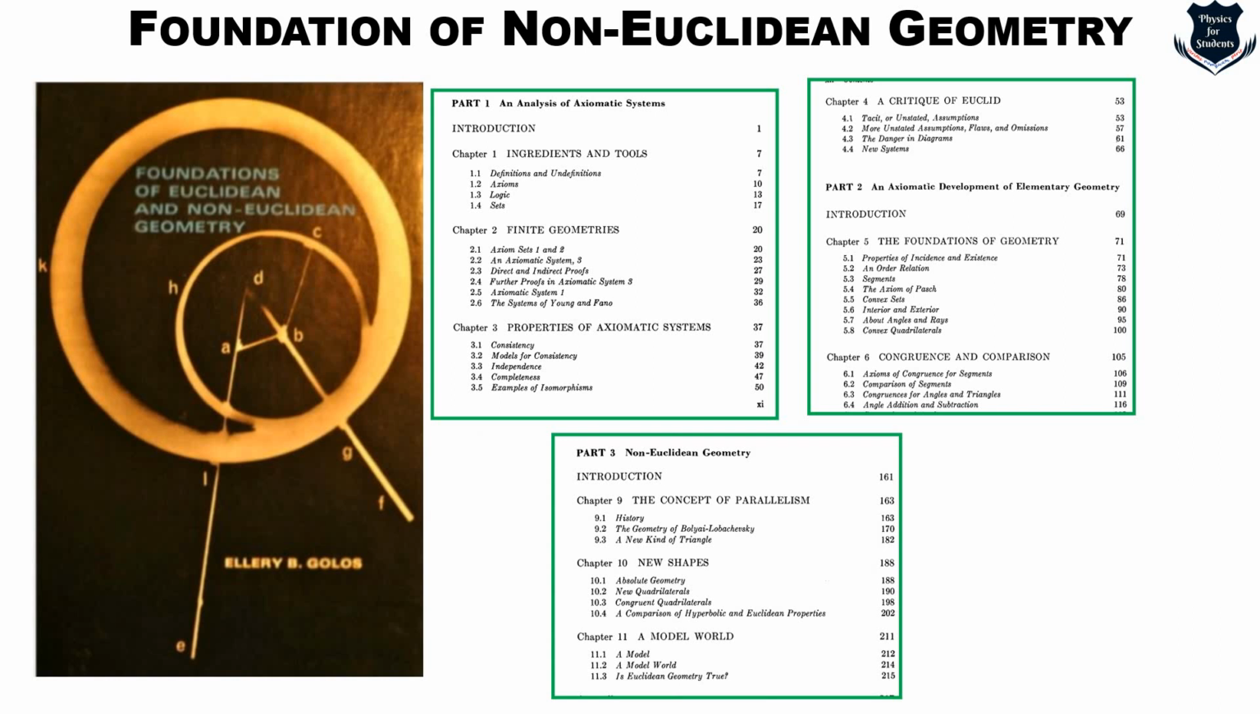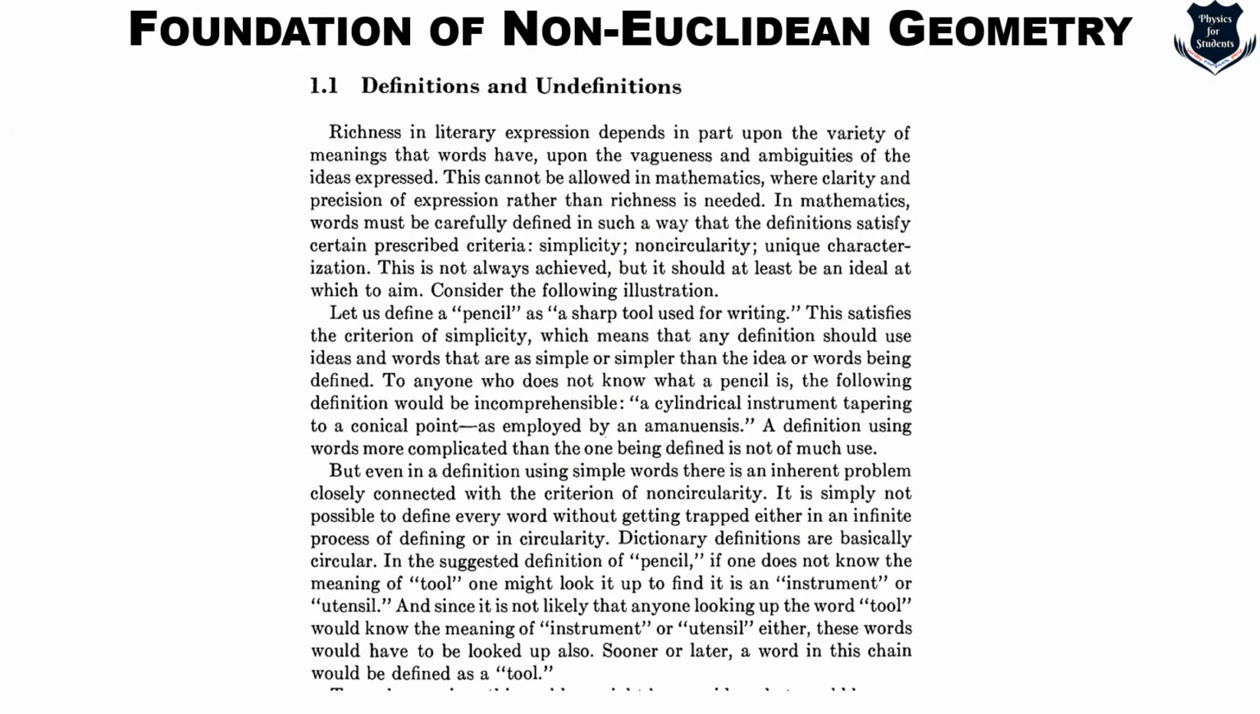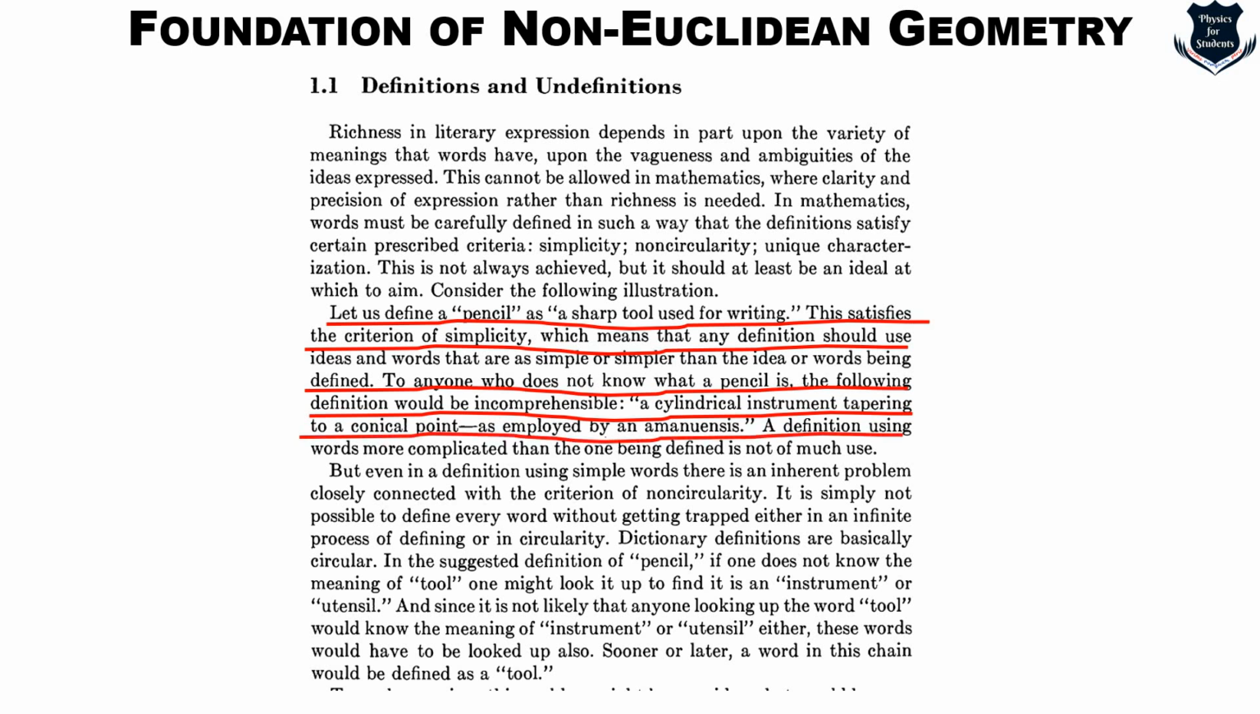Now, what is important, I mean to say, the table of contents shows a very comprehensive answer. What is important is how he approaches the book in a very scientific way, and I think this is something really astounding. Now, you see I have underlined, so here he says, let us define a pencil as a sharp tool used for writing. This satisfies the criterion of simplicity, which means that any definition should use ideas and words so and so. So to anyone who does not know what a pencil is, the following definition would be obviously incomprehensible. We can say a cylindrical instrument tapering to a conical point as implied by an amanuensis.